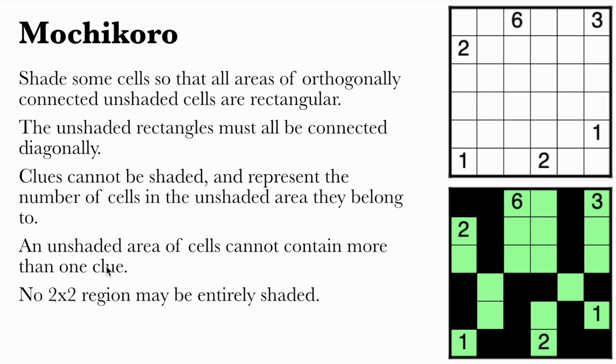However, this does not require that every region have a clue. It's just that the ones that do have clues have only one clue. And finally, no 2x2 region may be entirely shaded. We have no 2x2 squares of black cells in the solution. Those are the rules of Mochikoro, so it's time to solve a puzzle.